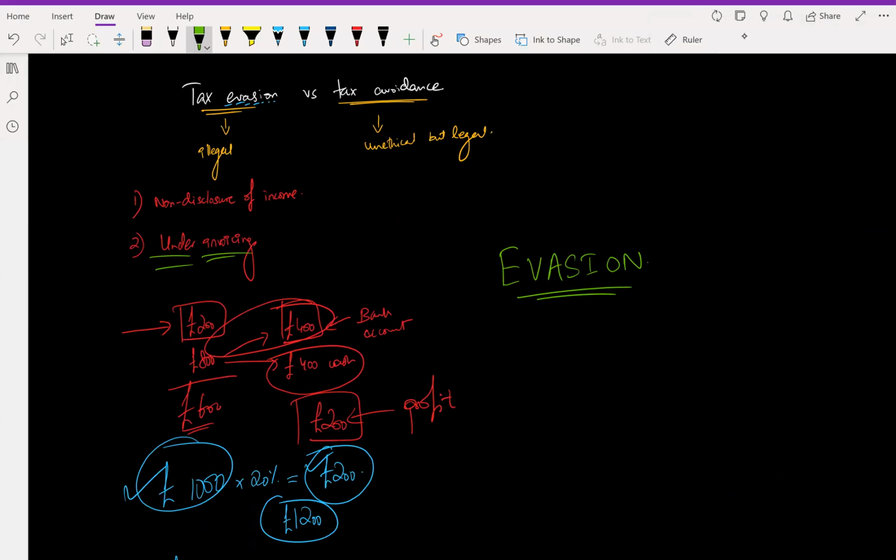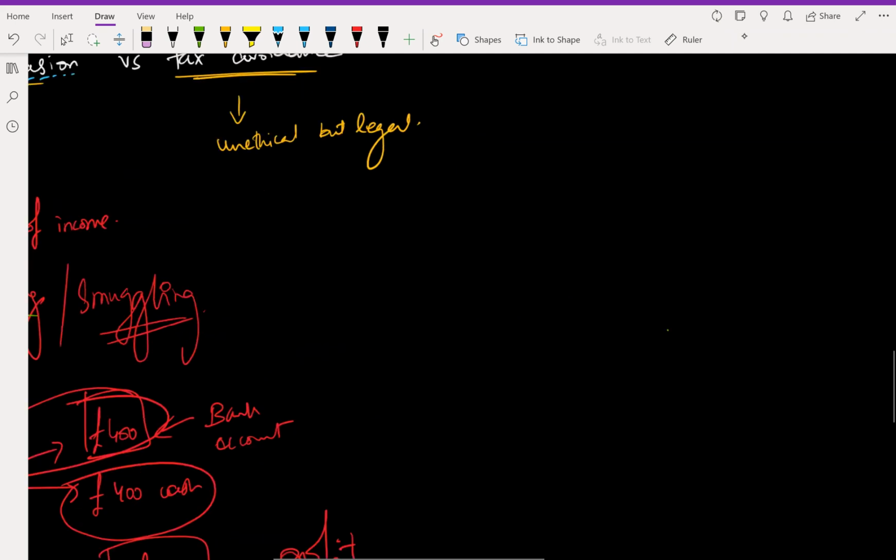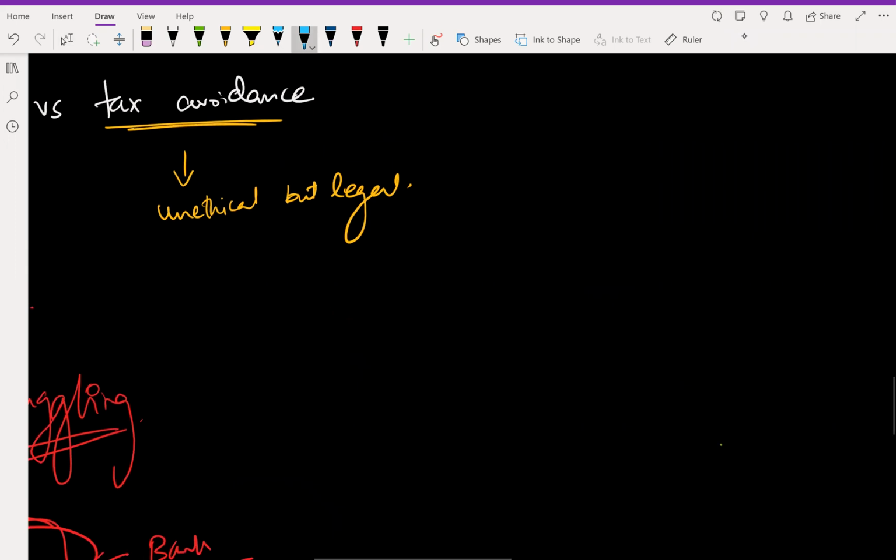Another example over here could be smuggling as well, by the way. I'm pretty sure you've heard of this term called smuggling. Now, tax avoidance. Very important thing to understand. Let's take an example on this.